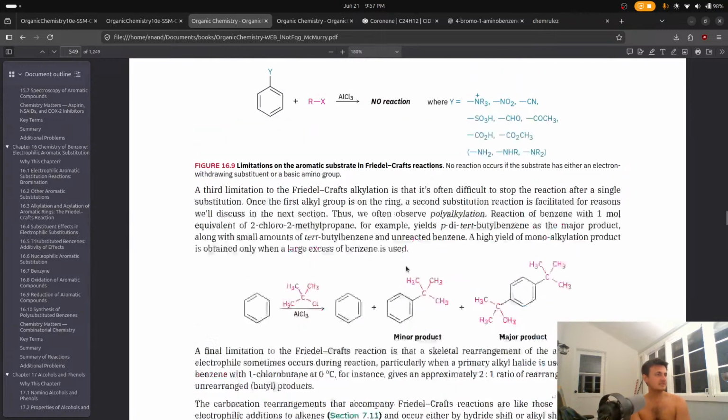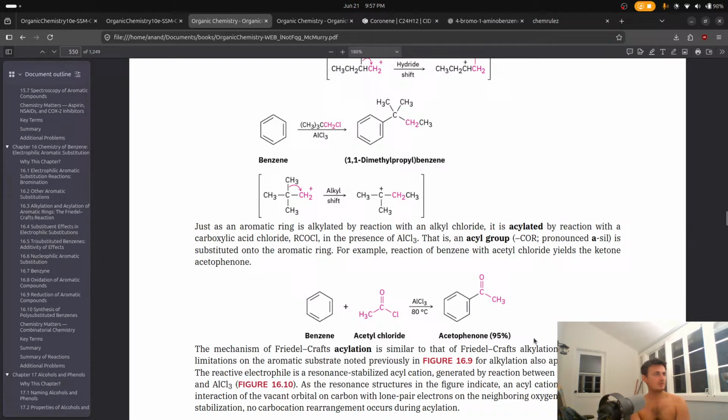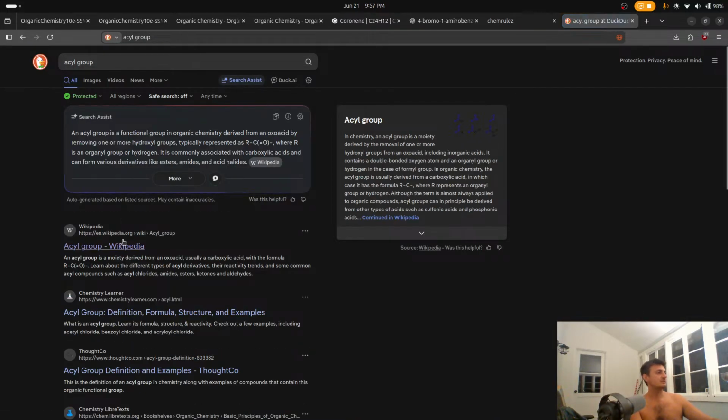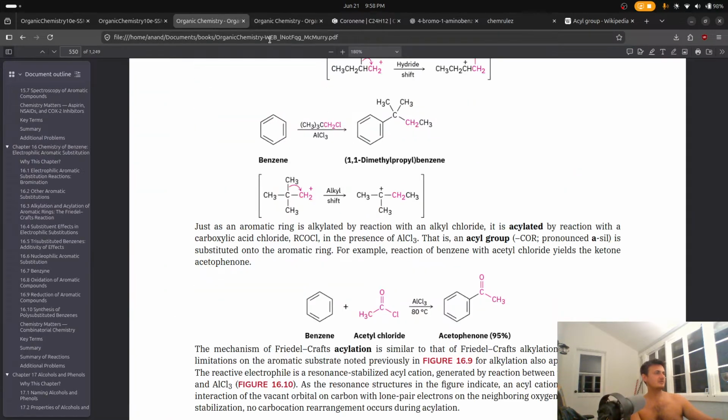And I think the list has this here. So this carbonyl acyl group. What is an acyl group? Some of these names are confusing. An acyl group is a, okay, so something with the carbonyl. I'm not going to dig too deep into that.